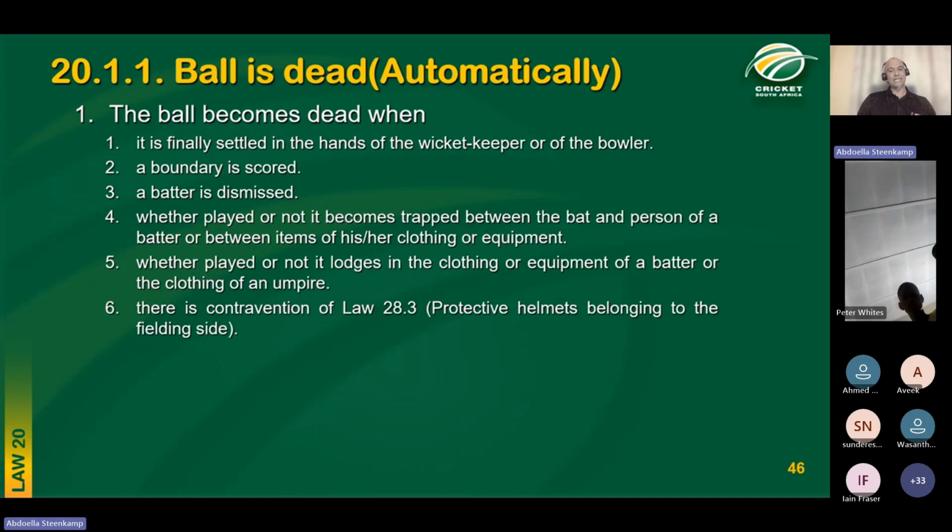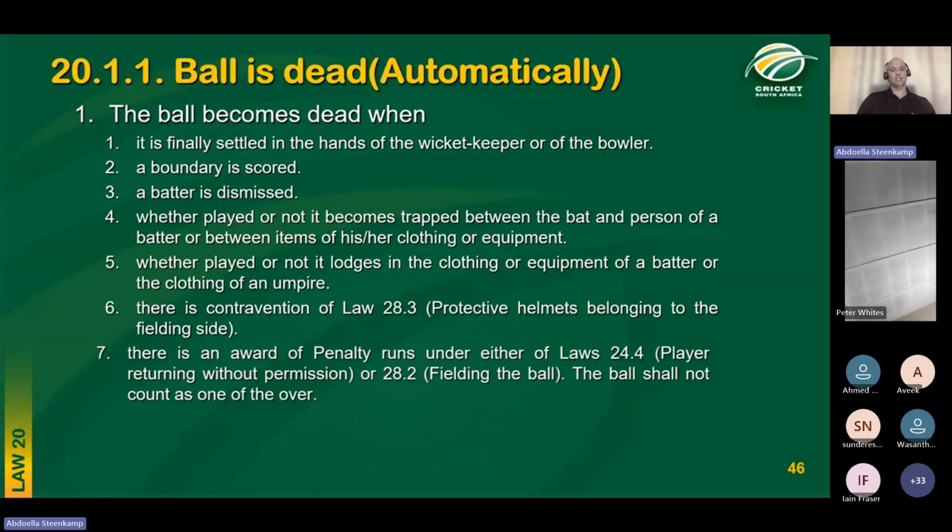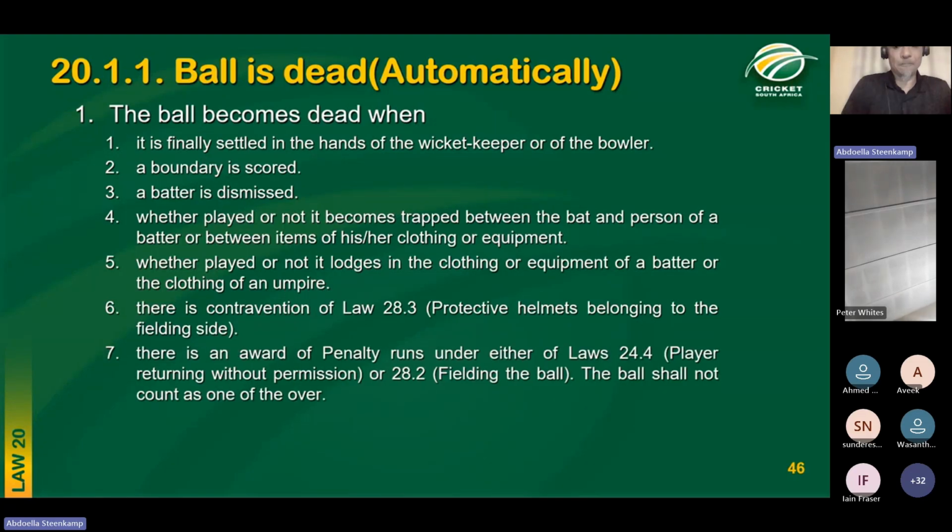While the ball is in play, it hits the helmet belonging to the fielding side that was placed behind the keeper. As soon as the ball touches it, ball automatically becomes dead. Ball also automatically becomes dead under Law 24 when a player returns without permission and touches the ball. When there was illegal fielding under Law 28, ball automatically becomes dead. And lastly, ball automatically becomes dead as soon as the match is concluded.